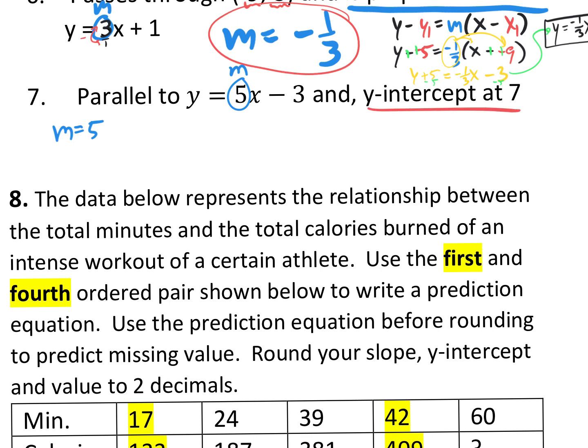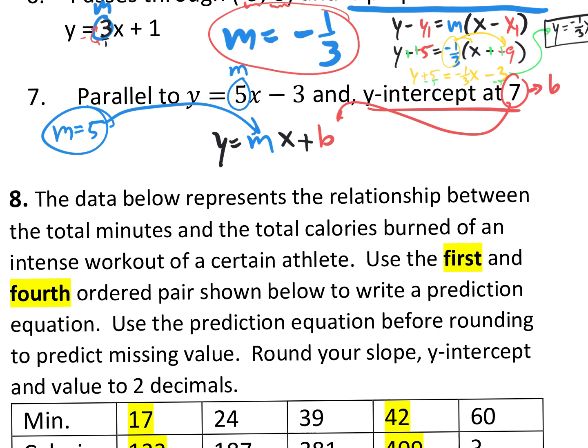What the heck's a y-intercept? The y-intercept is the b value in y equals mx plus b. Okay, so this is the b value. And you already know the m value. So you just plug that in right there and plug in this 7 right there, and you have your equation in slope-intercept form. Y equals 5x plus that b value of 7. And there's your equation. Too easy.